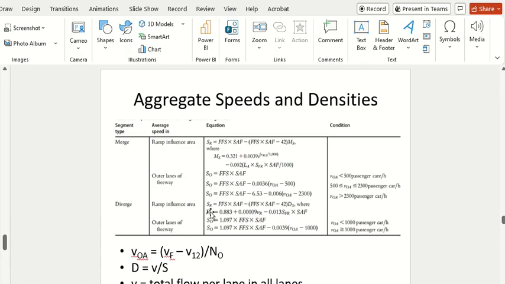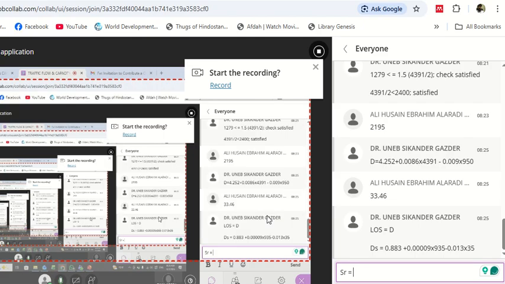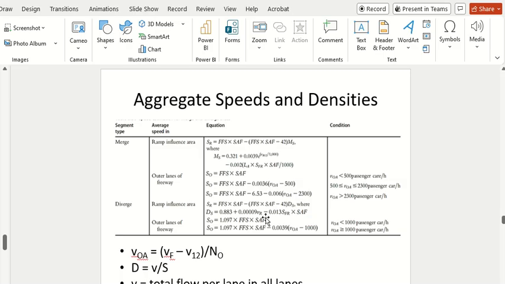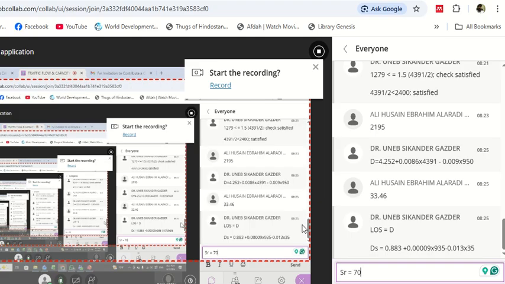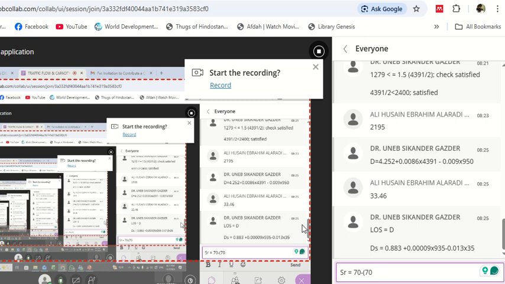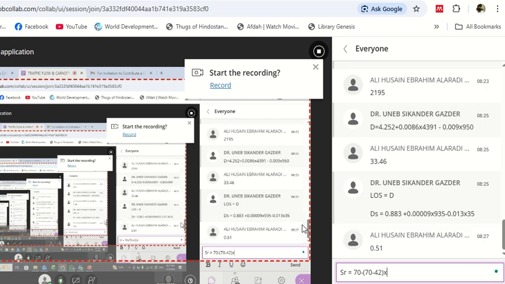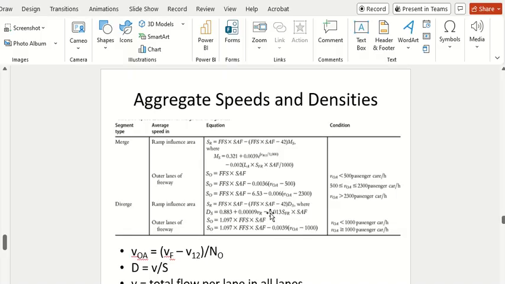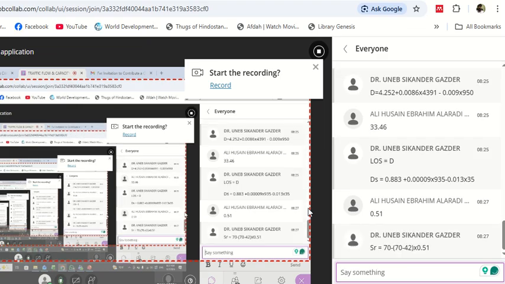Once I calculate the DS, I can calculate the speed in the ramp area, which is the free flow speed of the freeway into, so multiply by DS. This will give you speed in the ramp area, the first two lanes in the ramp. How much is this?